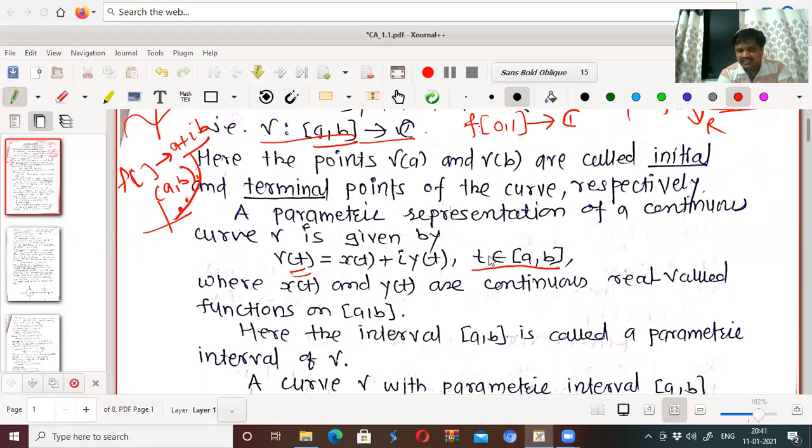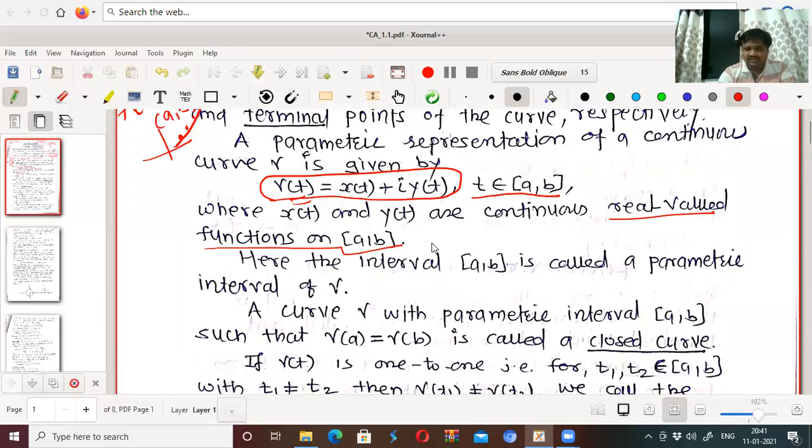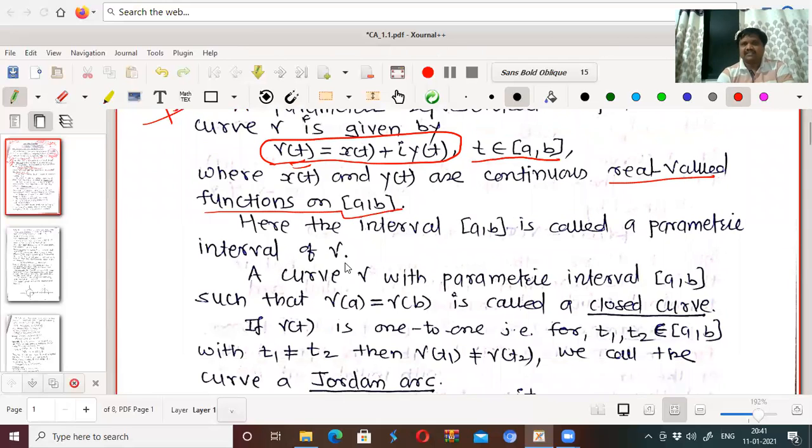But if you take t, t belongs to [a, b], then gamma of t is equal to x(t) plus i y(t), where x(t) and y(t) are continuous real valued functions on [a, b]. So if I take any parameter t in [a, b], then gamma of t equal to x(t) plus i y(t) is called the parametric representation of a continuous curve. Here, the interval [a, b] is called the parametric interval of gamma, right? We'll take some examples on that also.